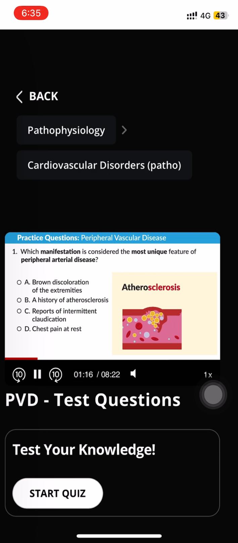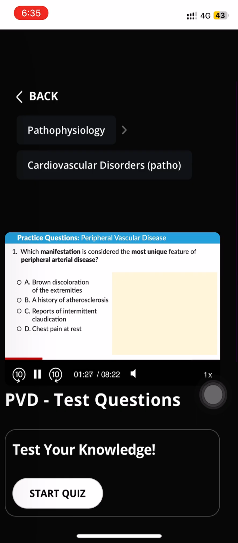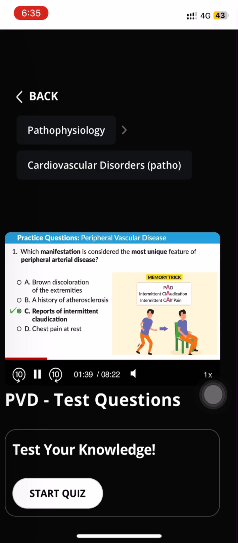No, we call this atherosclerosis, which is the scarring of the blood vessels, which is technically a big risk factor for both PVD and PAD. Now, option C is the most correct. Reports of intermittent claudication. Yes, so remember, the memory trick is PAD. You get intermittent claudication, which is calf pain when walking or doing something physical, like walking upstairs or any type of physical activity that uses oxygen.